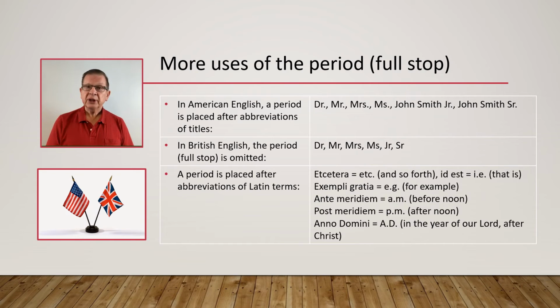A period is placed after abbreviations of Latin terms: etc., meaning and so forth; id est, or i.e., meaning that is; exempli gratia, or e.g., meaning for example; antemeridiem, a.m., before noon; postmeridiem, p.m., afternoon; anno Domini, A.D., in the year of our Lord, or after Christ.